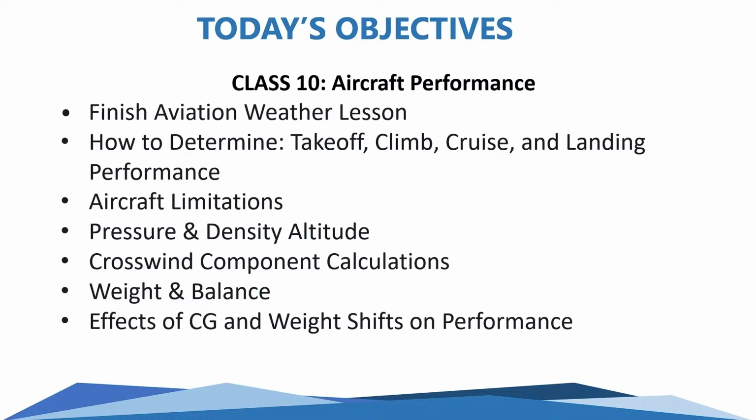So class number 10, these are our last 3 lessons here. After we finish the aviation weather lesson, which might take the first hour, we're going to switch gears and start talking about aircraft performance. So we're going to be talking about the POH and the AFM, the Pilot's Operating Handbook, and the Approved Flight Manual. What are the differences? What information can you find in there? Why do we have to follow this information? What are aircraft limitations and why are they so important to us?